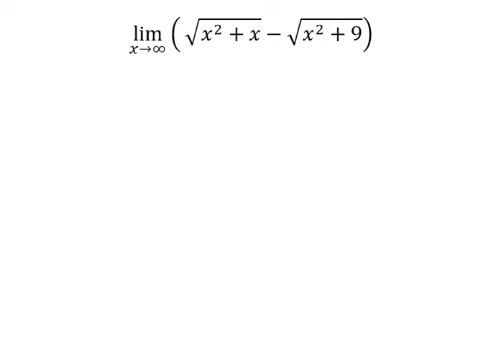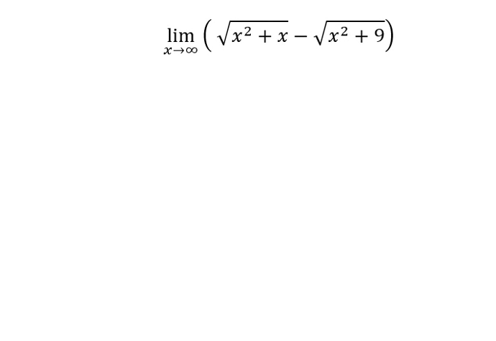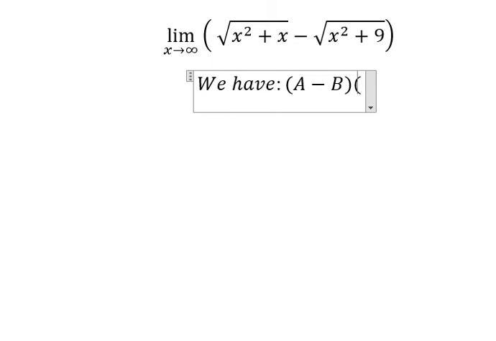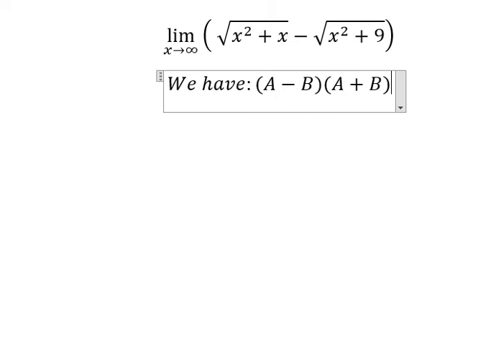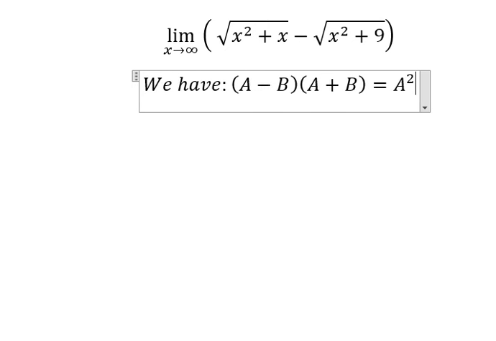The topic today is about limit. So now I want to show you how to answer. We have the formula in here. A minus B multiplied by A plus B equals A square minus B square.